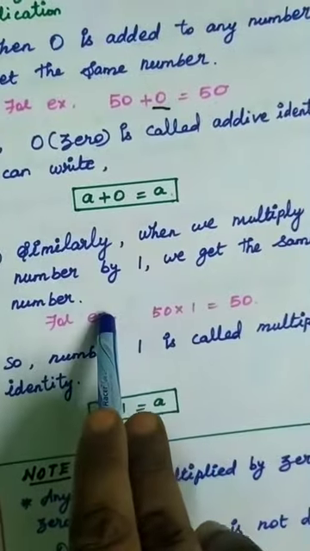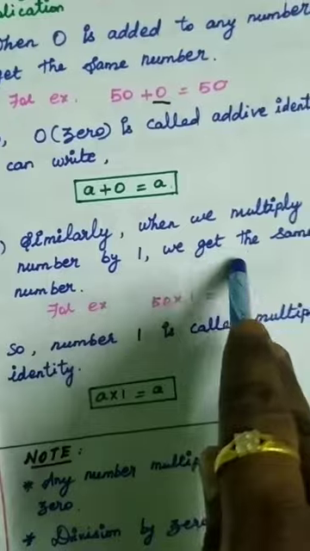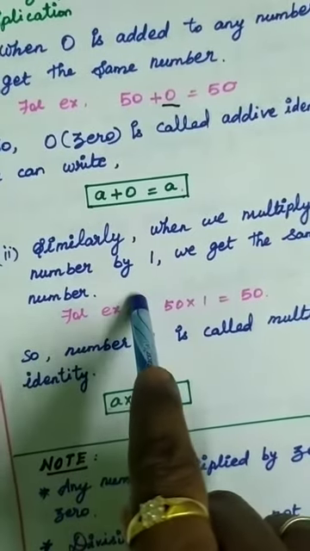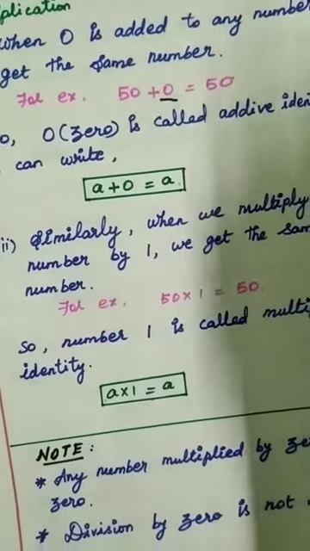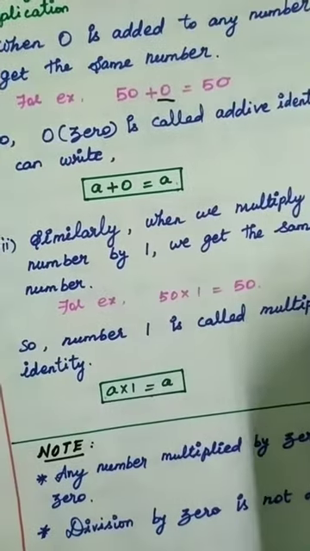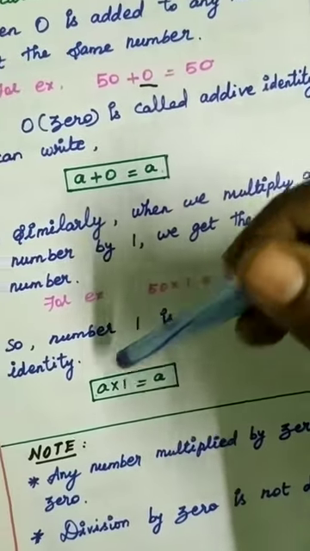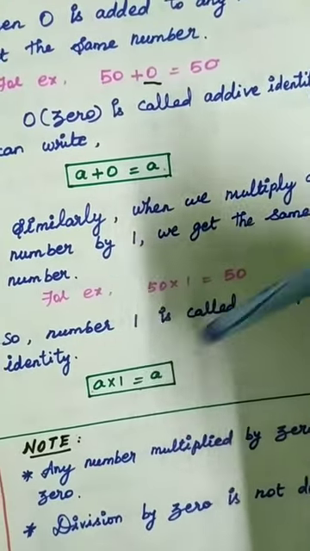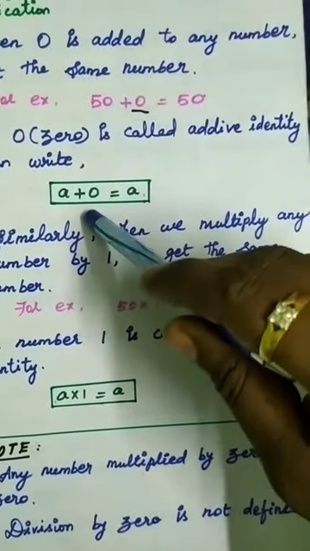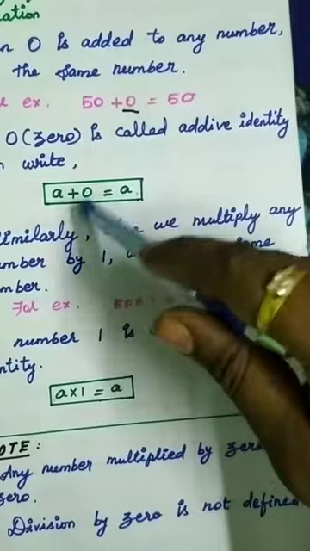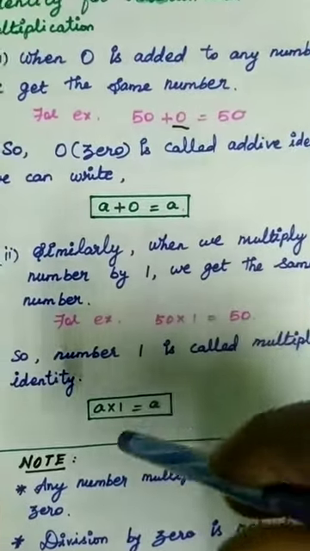Similarly, when we multiply any number by 1, we get the same number. You know very well, if you multiply any number with 1, we get the same number. The number 1 is called the multiplicative identity. 50 into 1 equal to 50. a into 1 equal to a. Additive identity, what is the number? 0. Keep it in your mind. Additive identity is 0. Multiplicative identity is 1.